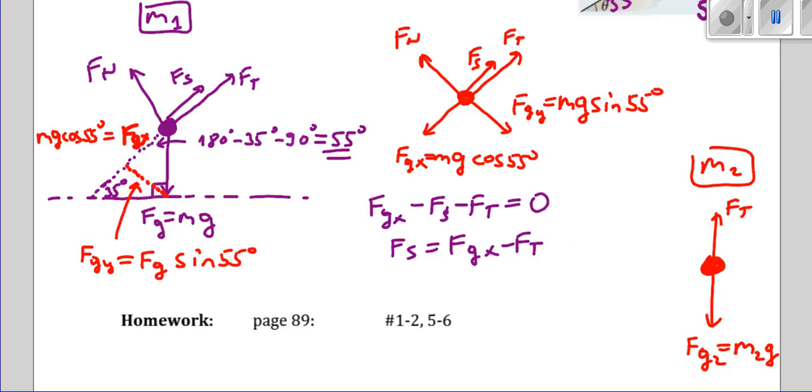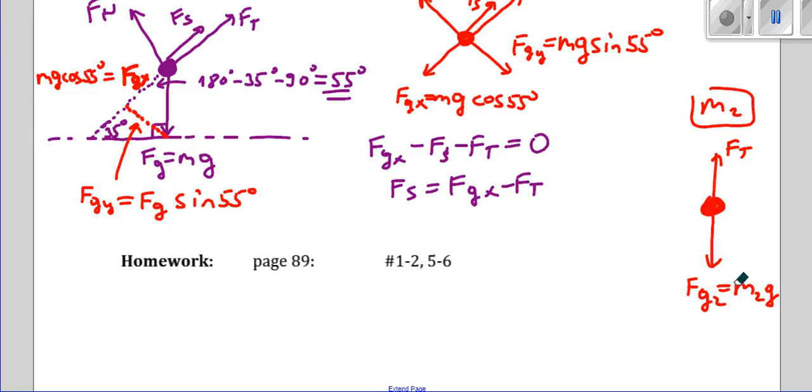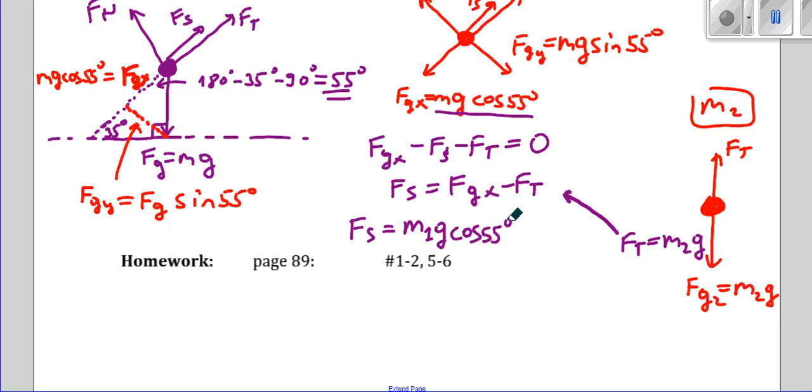For the second mass, we have two acting forces. It's FT and Fg2. So really we can write that FT is equal to Fg2, or really equal to m2g, because they're acting in opposite directions, but they have the same magnitude because the net force is 0. So what we can do now is some substitution. The FT that we got from our second free body diagram, we can use in this formula. And our FGX we have up here. So we can express FS as m1g cosine 55 minus m2g.